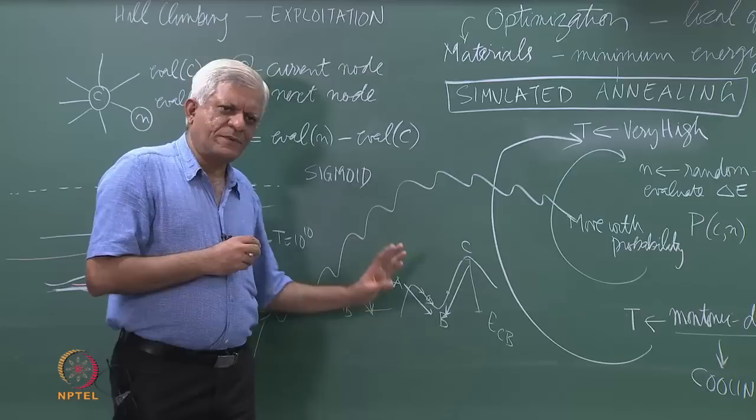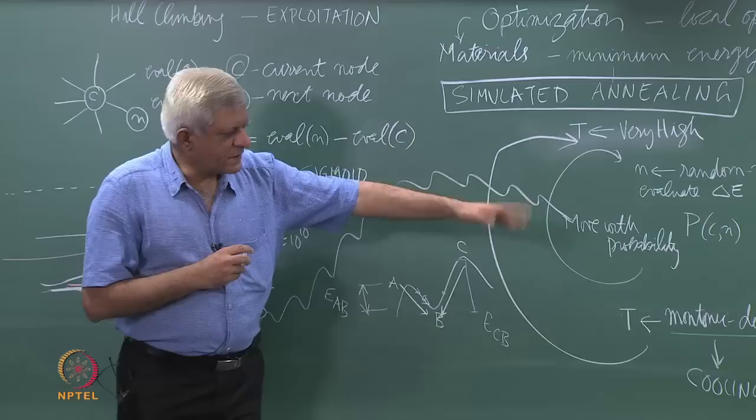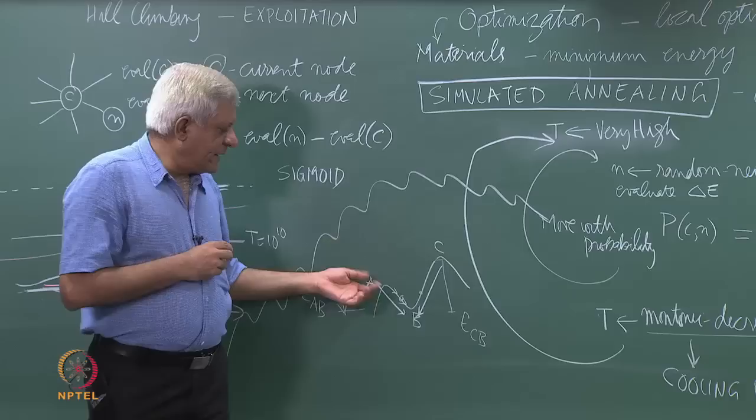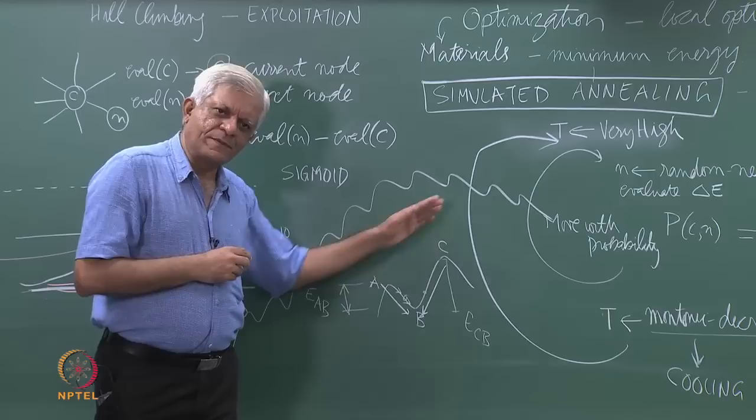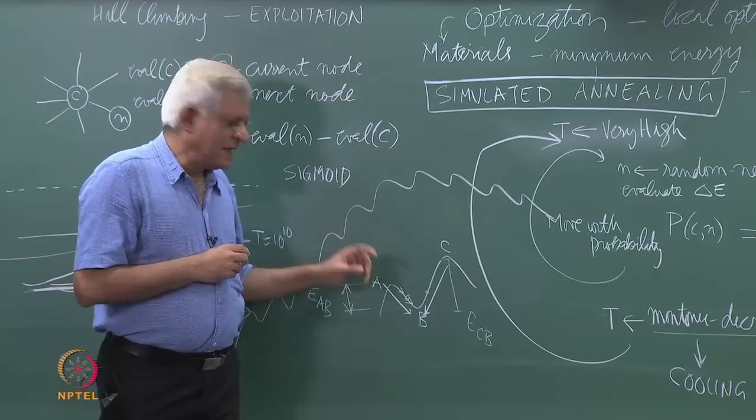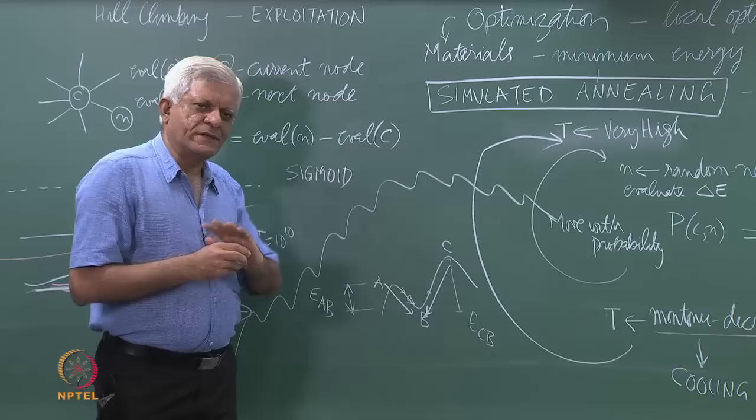Why? Because at any given temperature, which is not infinite, I mean if you assume 10 raised to 10 is infinite, it is more likely that it will climb down from a local peak than from a higher peak, which means it is more likely that it will climb up to the higher peak from a local peak. So it is very likely that it will go from A to C at any given temperature. And eventually you bring the temperature down so that it just goes to the nearest peak that it is at.